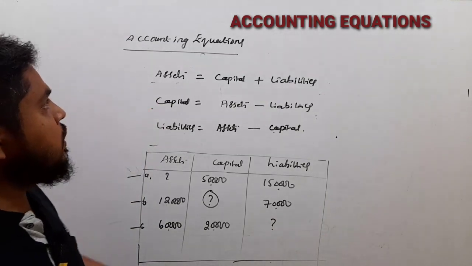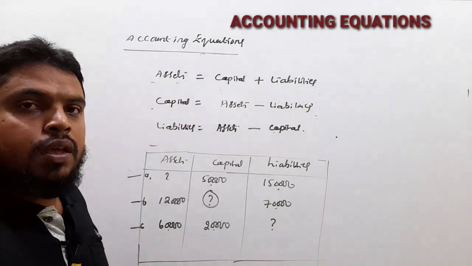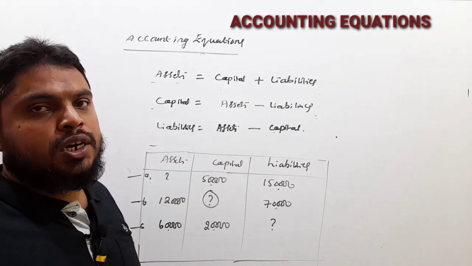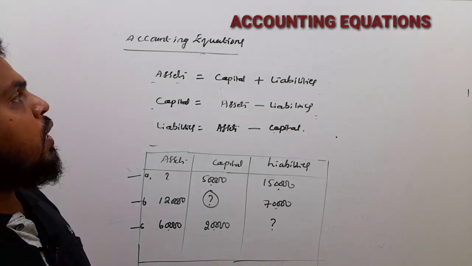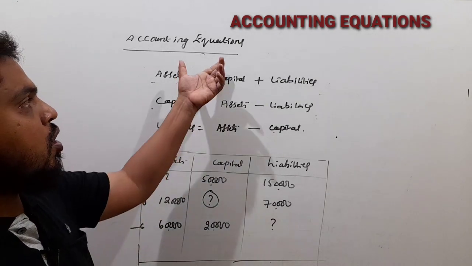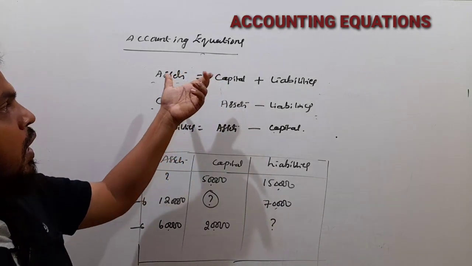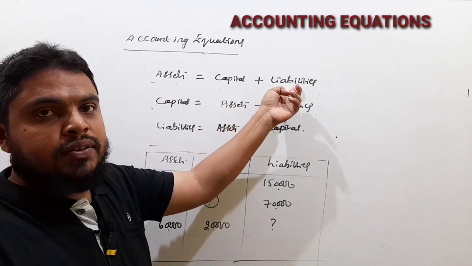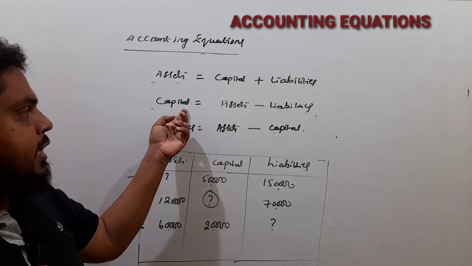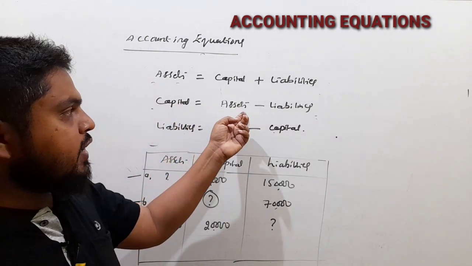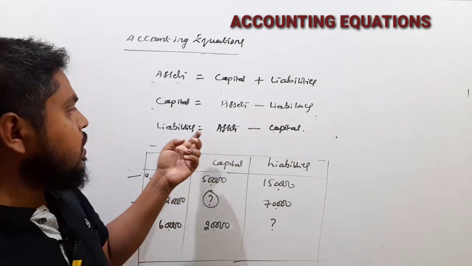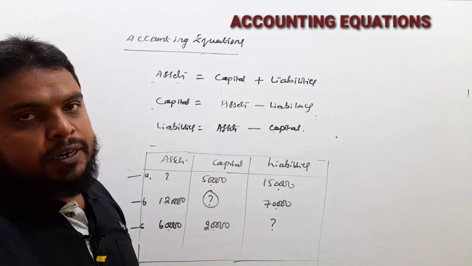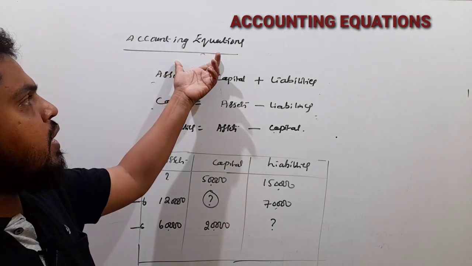So today's topic: accounting equations. Accounting equations is one of the basic, that is, fundamental topics. This concept says that assets equal capital plus liabilities, or capital is equal to assets minus liabilities, or liabilities is equal to assets minus capital.